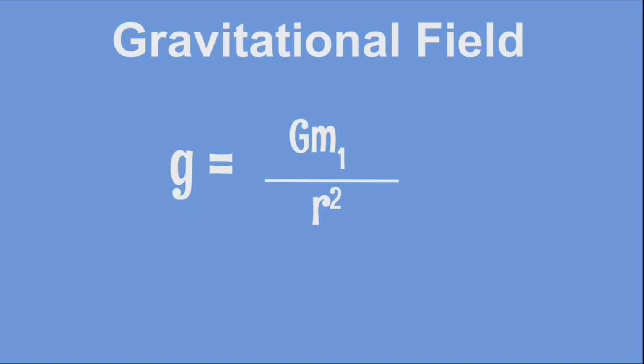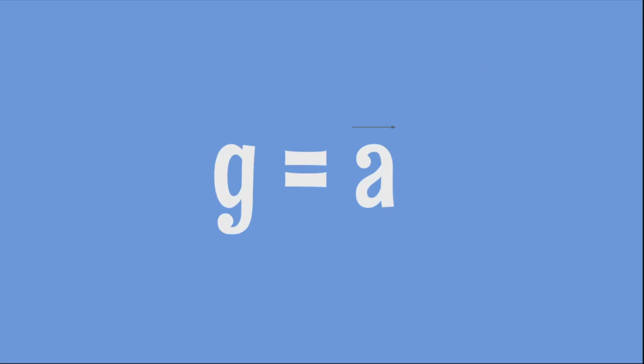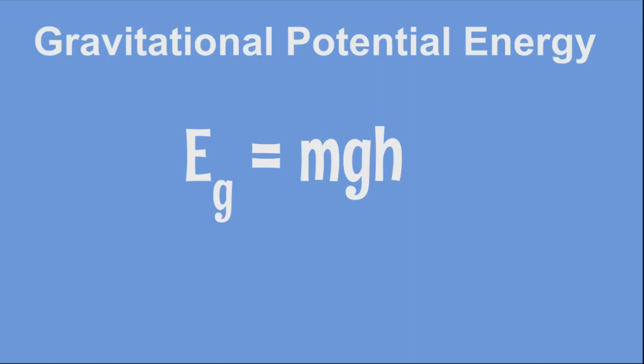This makes sense since it is the force exerted on each kg of mass that comes into contact with the field. Hence, one can multiply the field strength by any mass within it to find the gravitational force. Another aspect of this is the gravitational field strength is equal to the acceleration an incoming object would experience at that point. We all know the formula of gravitational potential energy is E equals mg.